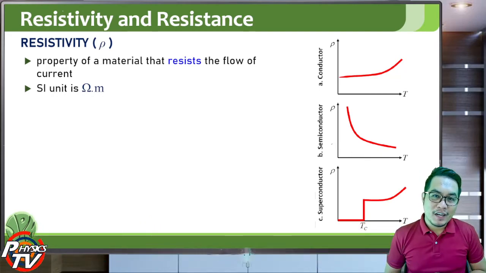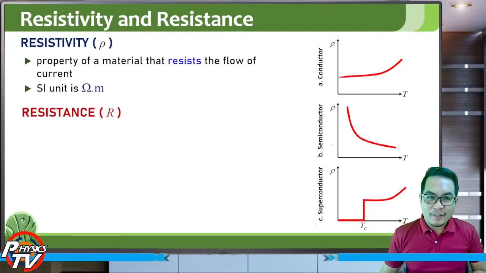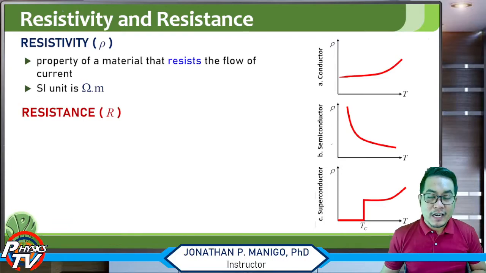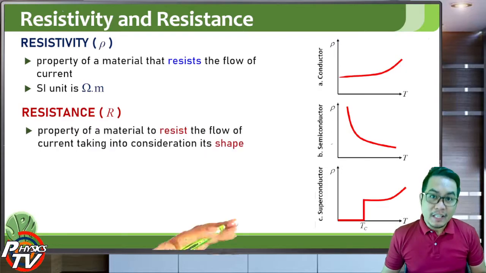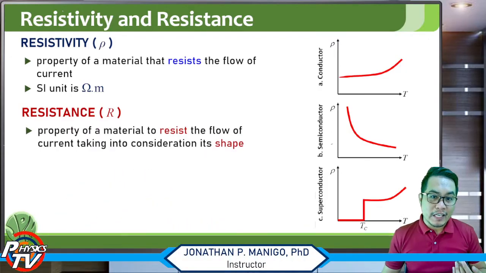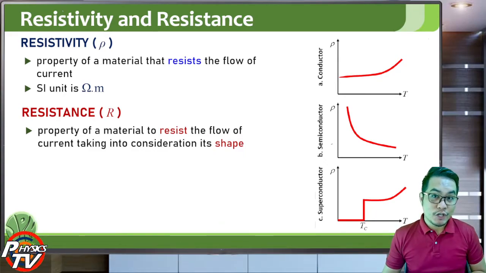significantly drop down. Okay. There's another concept related to resistivity, and it's what we call resistance, with symbol capital R. It's a property of a material, still the same as resistivity, a property of a material to resist the flow of current, but you now take into consideration the shape and size of the material.